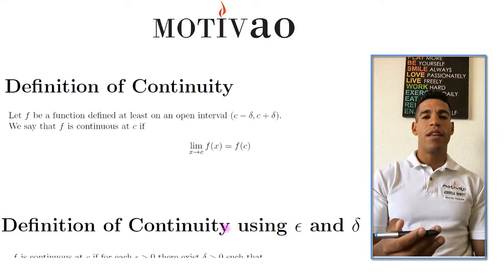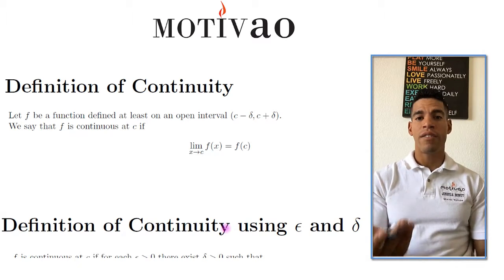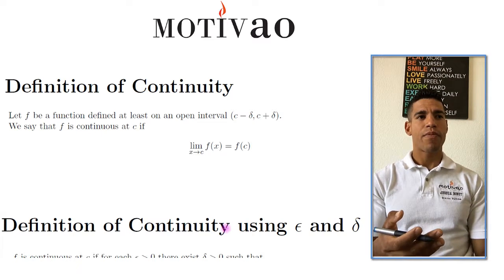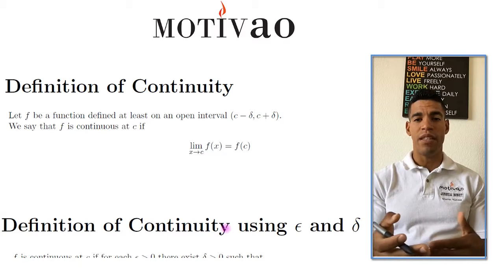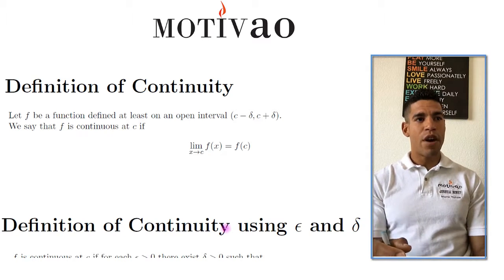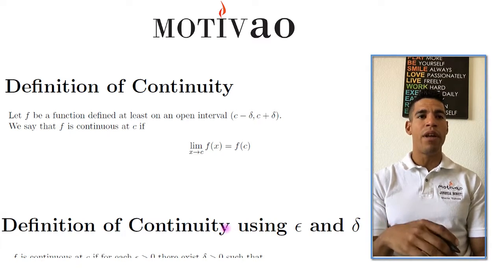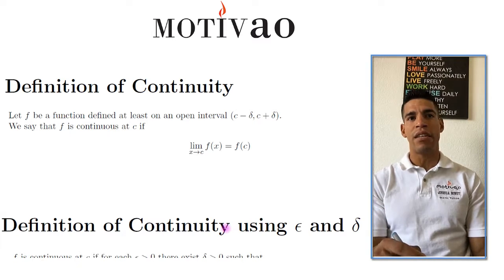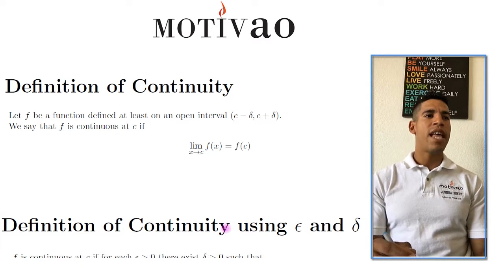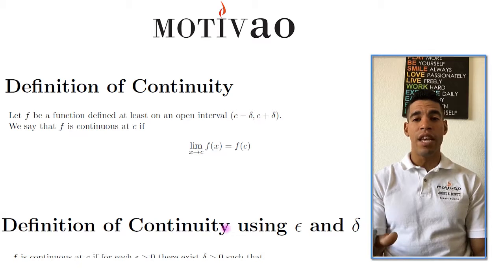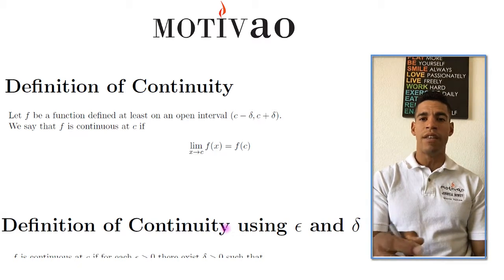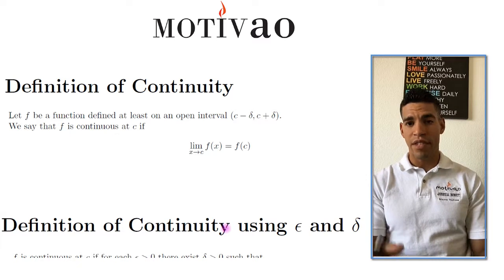So the first one is the one that you're gonna see mostly, which is the one that involves limits. So it says, let f be a function defined at least on an open interval (c minus delta, c plus delta). We say that f is continuous at c if the limit when x approaches c of f of x is equal to f of c.